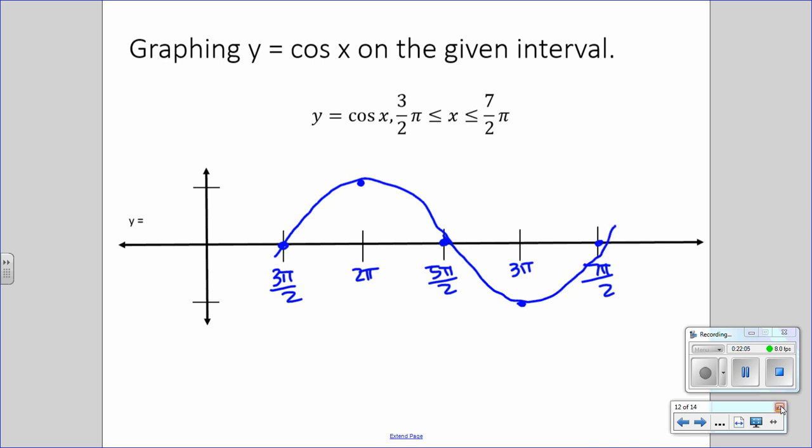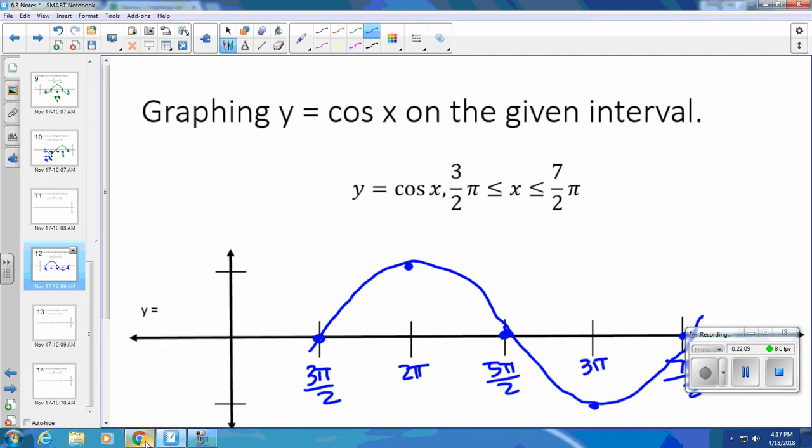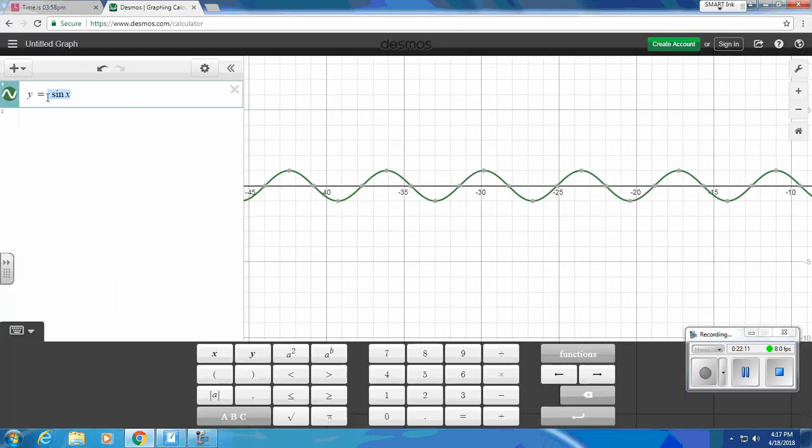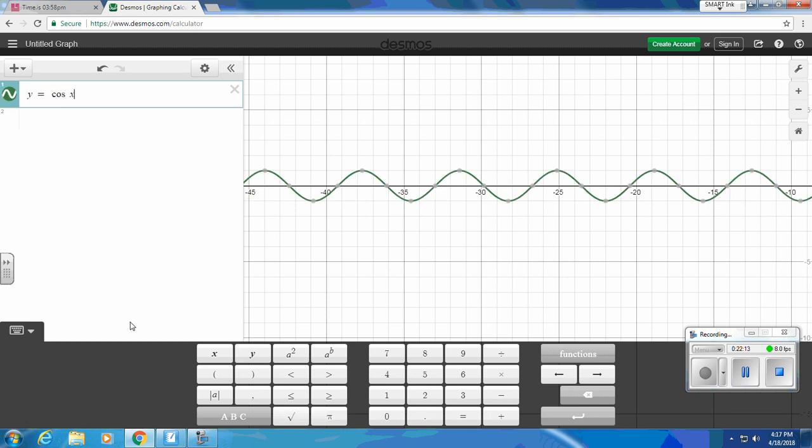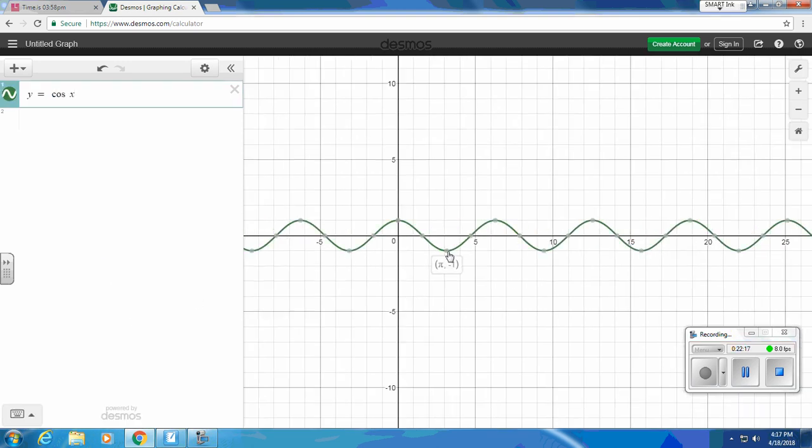Again, this is the same idea as what we've been doing with sine, but now it's just with cosine. What I'm going to do is show you the graph over here now. And again, we graphed from 3 pi over 2 to 7 pi over 2, and this is exactly what our graph looks like. Again, cosine goes on forever and ever. I asked for one period, and I specifically said this period here, so that's why our graph is just this region.